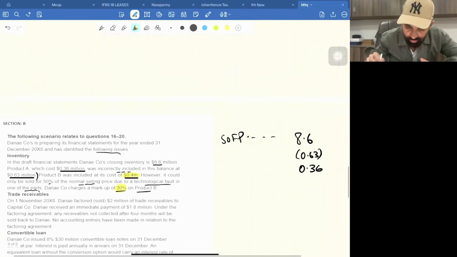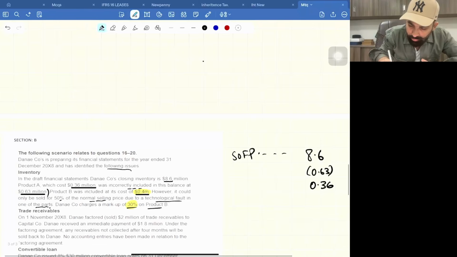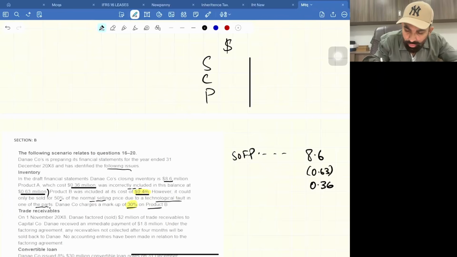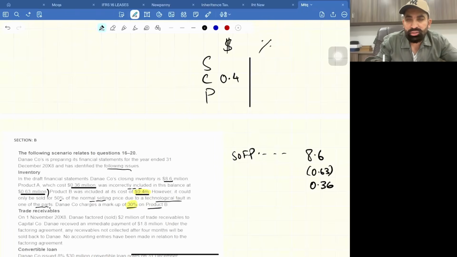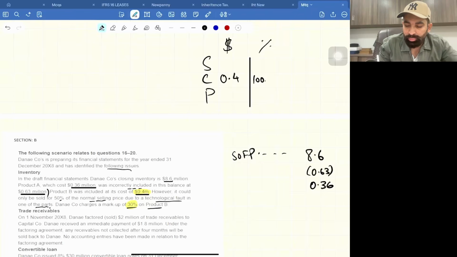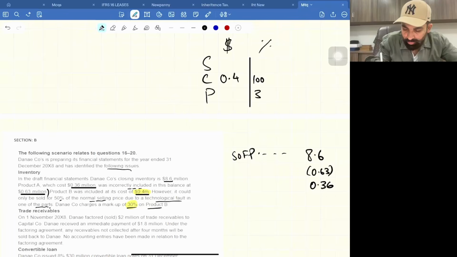Now wait, let me remind you. You remember this SCP technique? In the past you did it. This is the dollar column, this is the percentage column. Your cost is 0.4 million in the dollar column, and you have the markup given. Markup means profit percentage on cost. So in markup, cost is always 100, profit is 30%, so it's going to be 130%.